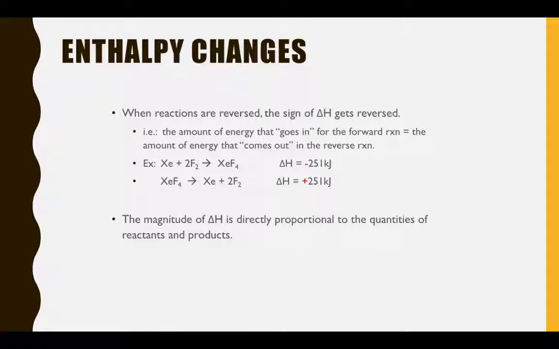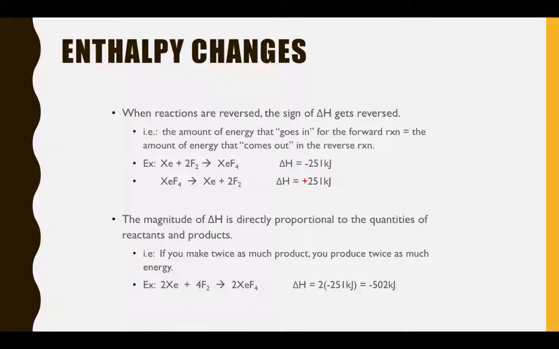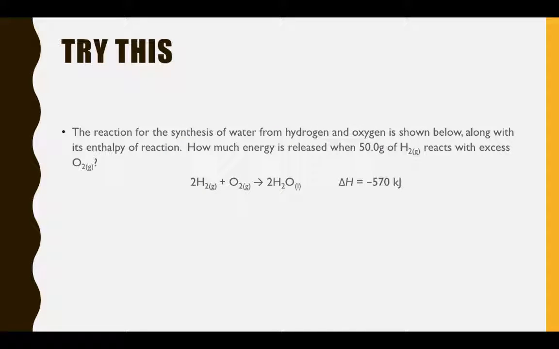Likewise, the magnitude of delta H is directly proportional to the quantities of reactant and products. For example, if you make twice the amount of product, you will release twice as much energy. Using the same reaction as we saw above, here we've doubled the reaction, therefore we've doubled the amount of energy released. For this reason, we can perform stoichiometry calculations with delta H's. Take a second and solve this problem on your own. When you come back, I'll reveal the answer.